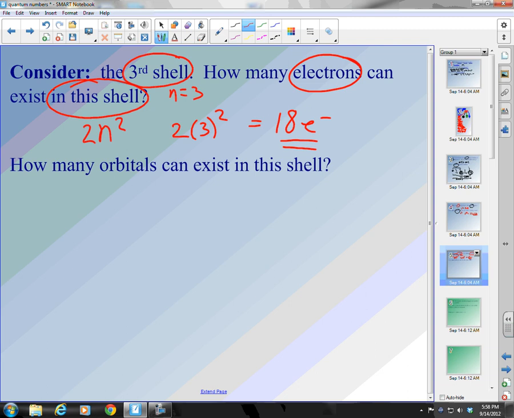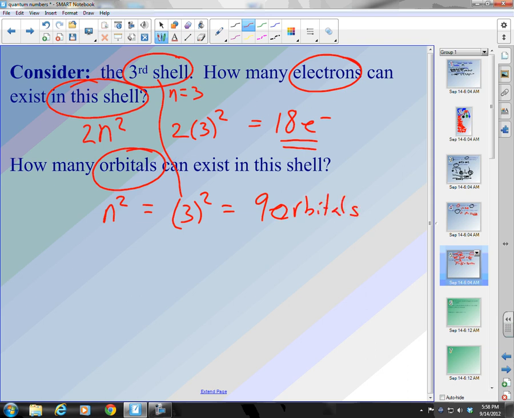How many orbitals can exist in this shell? That's easy. We know that already. The number of orbitals is represented by n squared. And so n is 3. 3 squared is equal to 9. 9 orbitals exist in the third shell.